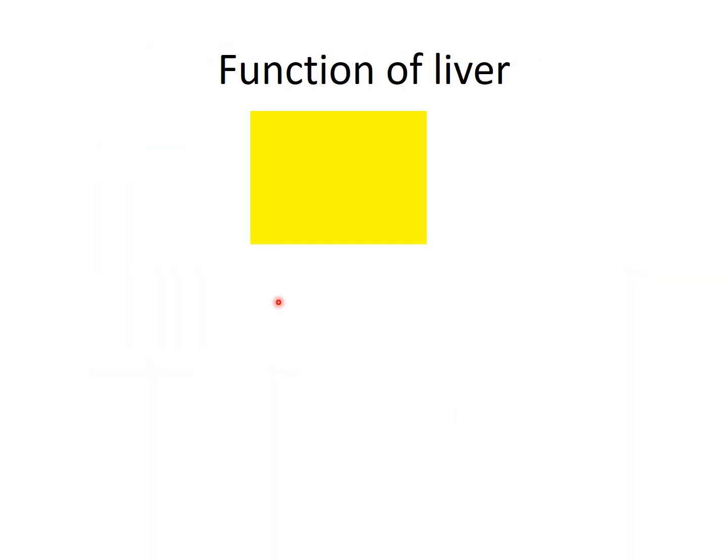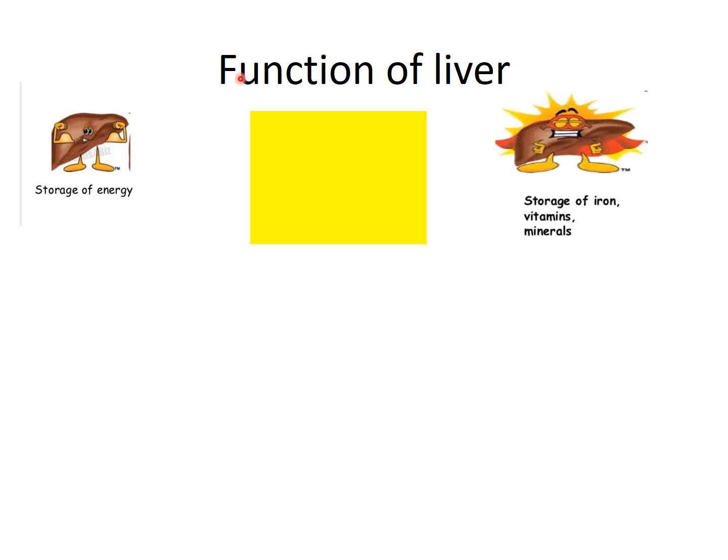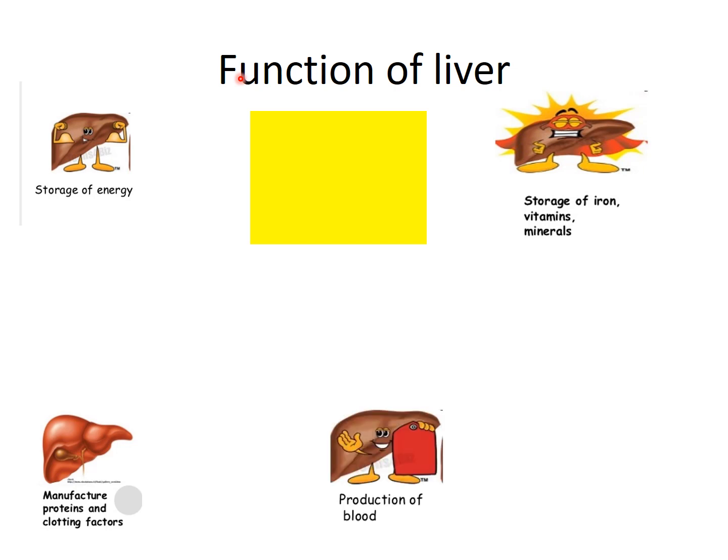The functions of the liver. What are the functions of the liver? We know that the liver is responsible for the storage of energy. The blood that is coming from the splanchnic circulation is rich in nutrients. So any excess nutrient which is present, for example glucose, will be converted into glycogen, so it can store energy. Second, it can also store iron, vitamins and minerals which are presented to the liver. So it can utilize those nutrients and products for the manufacturing of protein and clotting factors, for the production of blood, and for the production of bile.